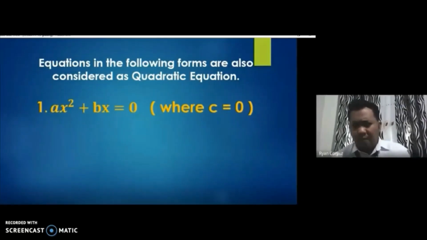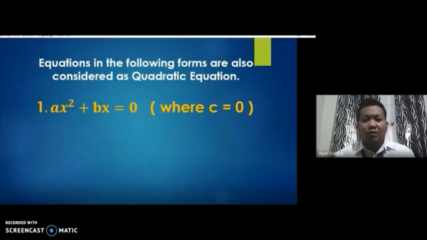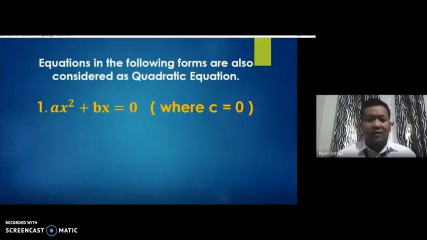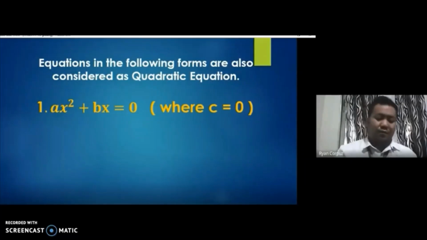If you compare this to the general form of the quadratic equation, the constant term is not present in the given equation. So here, c is equal to 0. But even though c is not present in that given form of equation, we can still consider that as a quadratic equation.